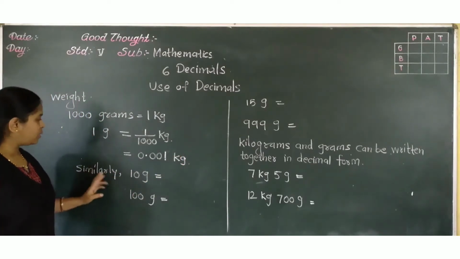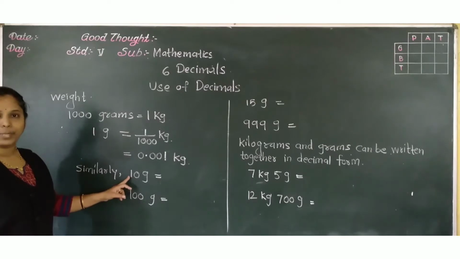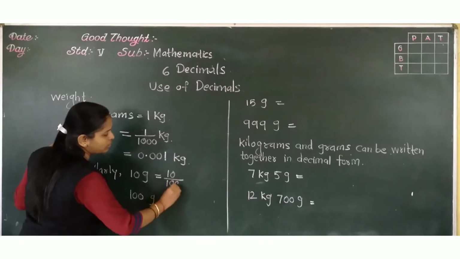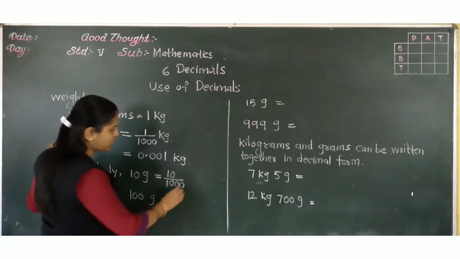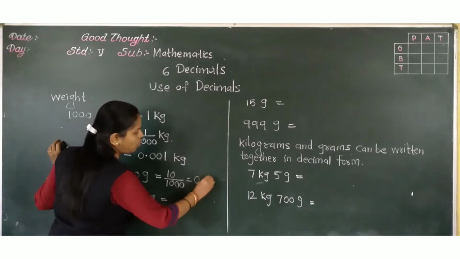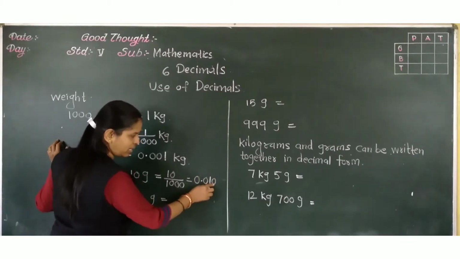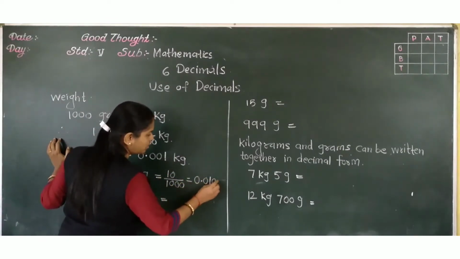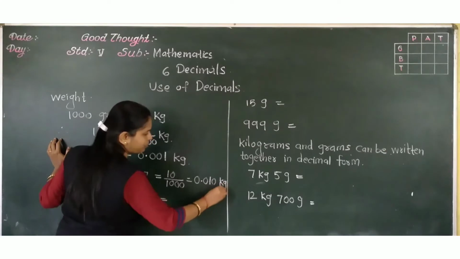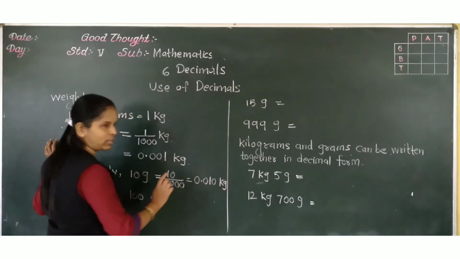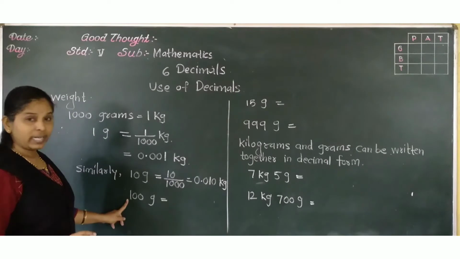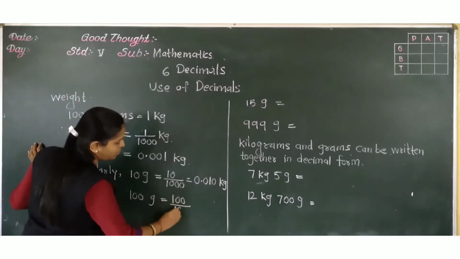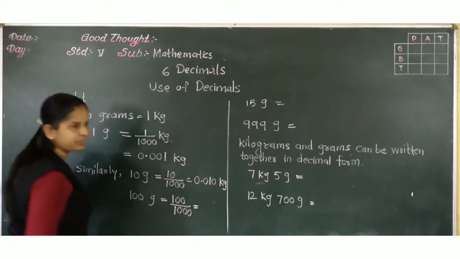Understood? Next, how can we write 10 gram in kg? What do we have to do? Divide 10 by 1000. That is 0.01. You can write this 0 or not, okay: 0.010 kg, or you can write only 0.01. No problem. Now 100 gram is equal to how many kg? Again, what do you have to do? Divide 100 by 1000, correct?